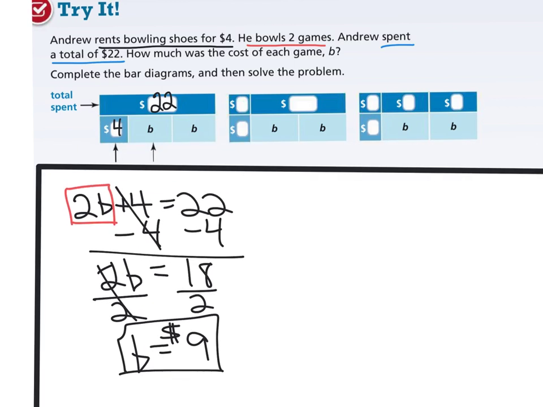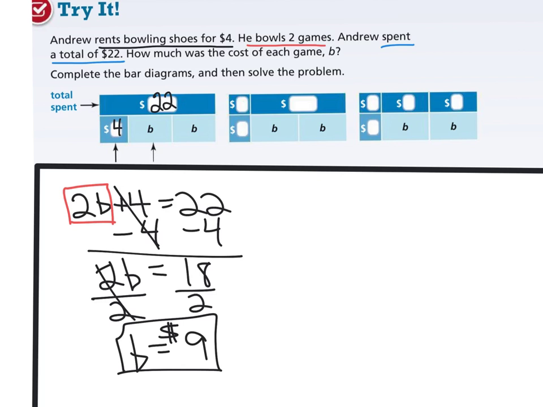Another way of doing this, the bar diagrams, just to show you what they're doing here, they start kind of breaking this apart and gradually working towards figuring out what each game is. So first of all, they take off the $4 and say, well, there'd be $18 left for the bowling games, and then they split that in half and then see that's $9 each. Okay. And again, a lot of times in these problems, they might specifically say write and solve an equation. You have to write an equation.